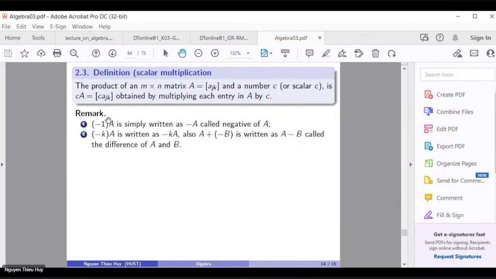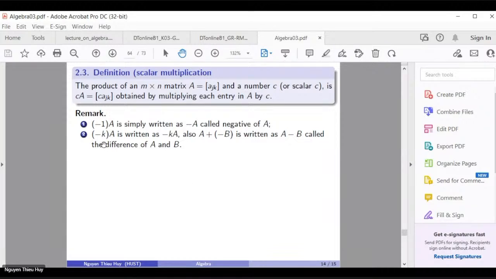So before I give you an example, I give some remarks so that you can see immediately. It's really easy to do this scalar multiplication. For example, here you multiply -1 with A. This means you multiply -1 with every entry of A, and every entry of A becomes its opposite. Therefore, we denote this scalar multiplication by -A and call it the negative of A.